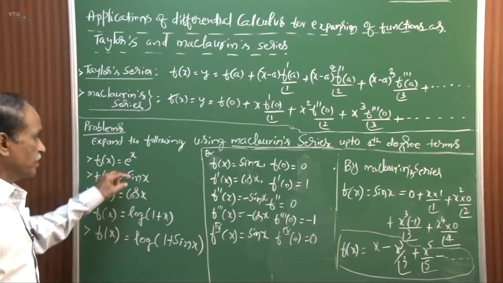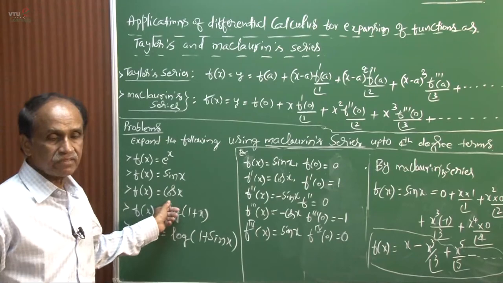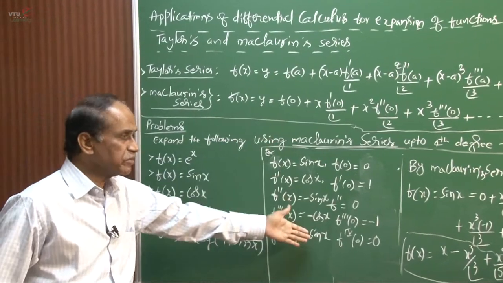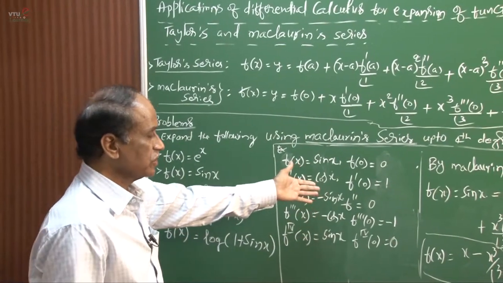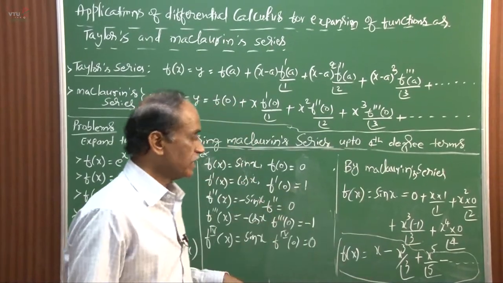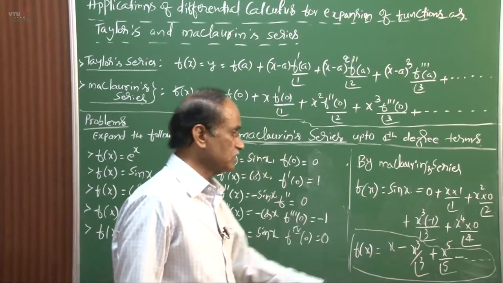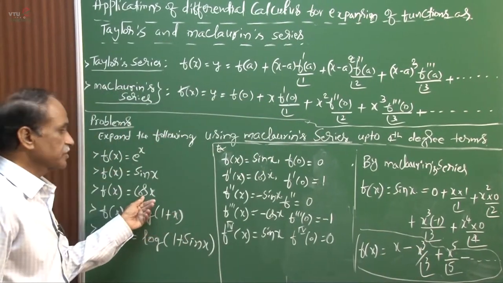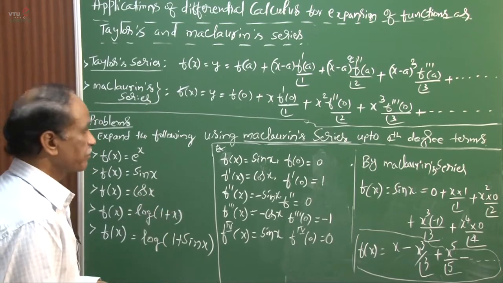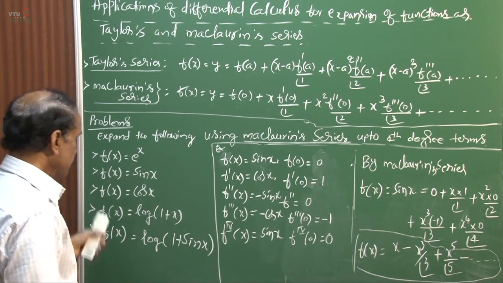Similarly, I hope by looking at these terms, you can try on your own, that is f of x is equal to cos x. Carry out the same type of steps, find the functional values and then substitute in this Maclaurin series. You will see that the sine function is with odd powers of x on the right side, and you will be getting cos function with even powers on the right side. That is the application of Maclaurin series for these functions.